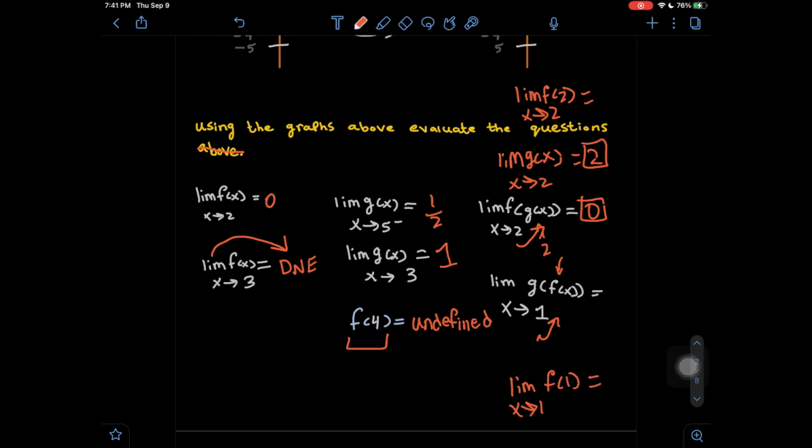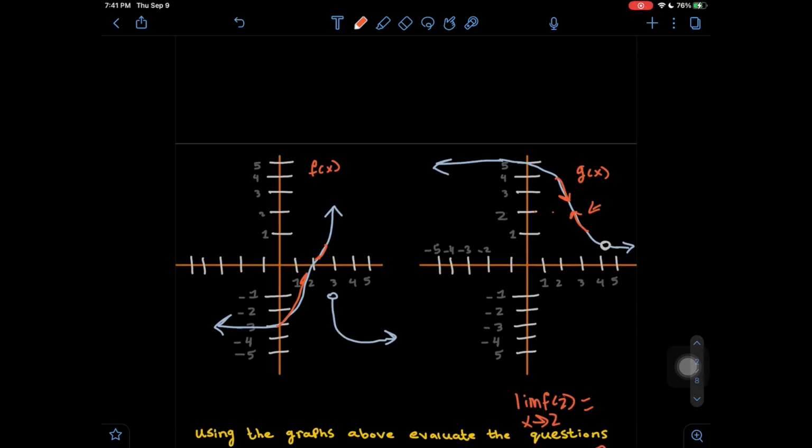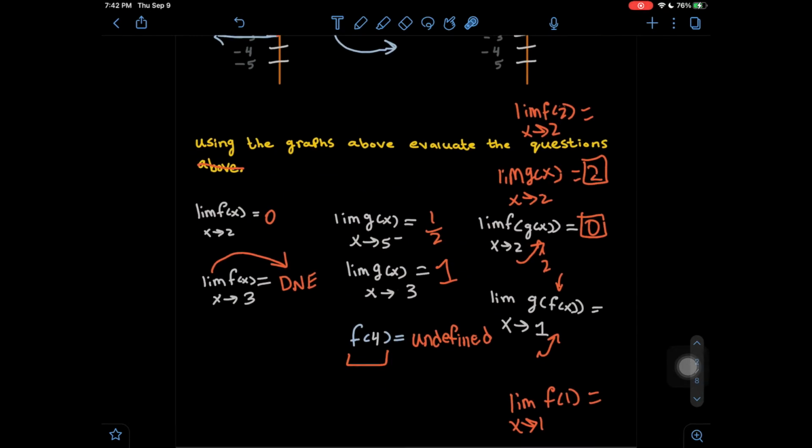And we're going to look at our graph of f of x. We can see that as we are approaching 1, which is right here, from the left we're pretty much getting -2, and from the right we are also getting -2. So we're going to say that we have a -2 value. And we're going to substitute that into our limit of g of x. So now we have the limit of g of -2 as x is approaching 2.